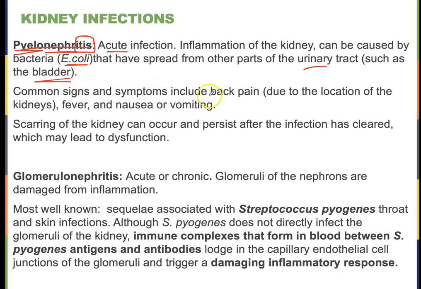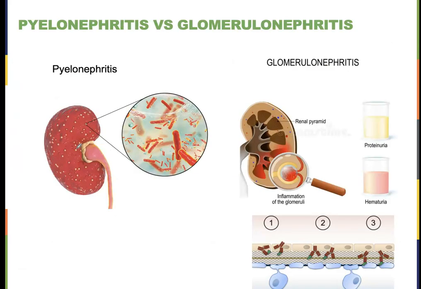So common signs and symptoms include back pain because our kidneys are located in the small of our back, fever, nausea, vomiting. Scarring of the kidney can occur after the infection is cleared. That could cause kidney dysfunction. So anytime you have infection that goes to the kidney, it's actually very serious, right? We don't want to have our kidneys be malformed.